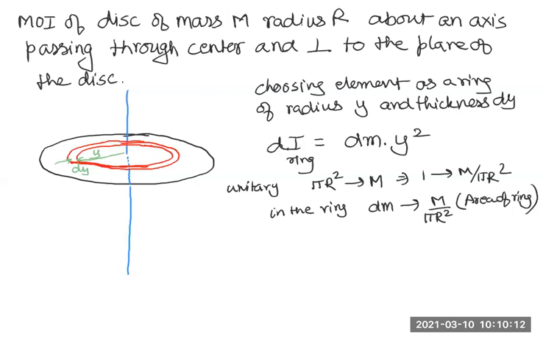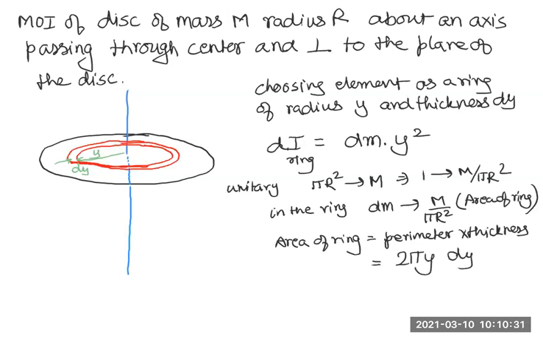How to find the area of ring? Well, the area of ring, remember, is equal to the perimeter of the ring multiplied by its thickness. So the perimeter of the ring is 2 pi y. Thickness is dy. So this means that dm will be equal to m upon pi r square into 2 pi y dy. Pi and pi cancel out. This is the value of dm.